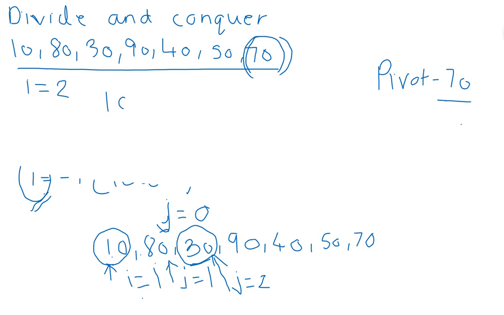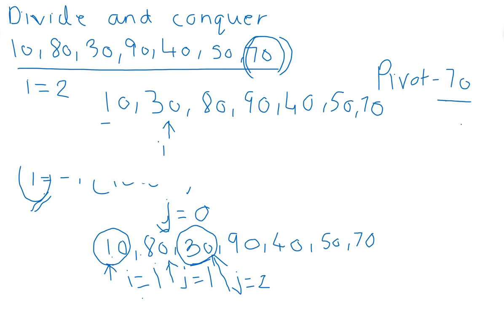So the array that I'll have is this. I'm swapping 30 with 80. So 10, 30, 80, 90, 40, 50, and 70. My i is here. All these elements are less than or equal to the pivot. My j is here, so I'm going to increment my j.